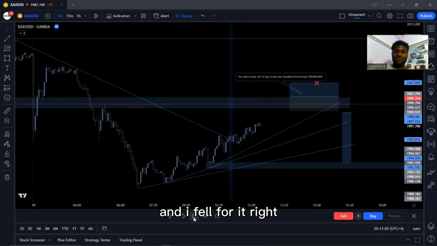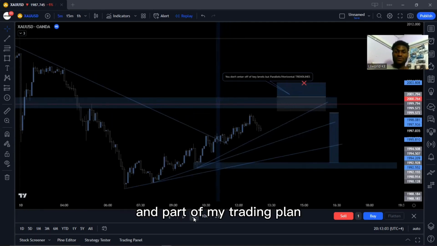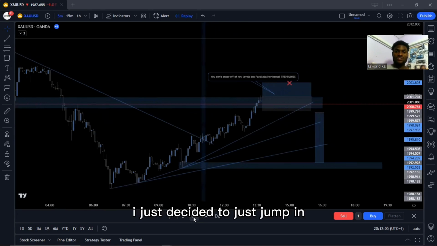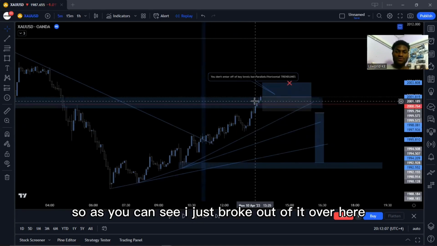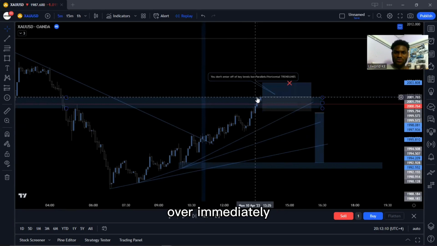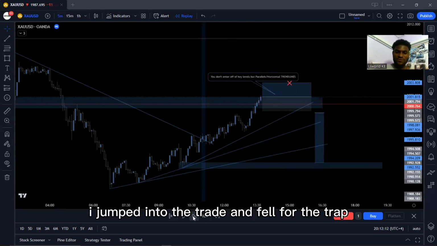And I fell for it. It wasn't part of my control. It wasn't part of my trading plan. I just decided to jump in. As you can see, price just broke out of the zone over here, and immediately I jumped into the trade and fell for the trap.